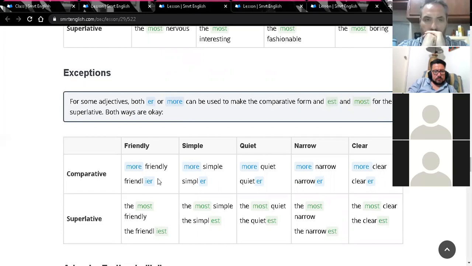When we use more or most, we don't change the adjective. Keep that in mind, okay? If we are using the ER ending, we will have to modify the adjective. But if we're not, then we will have to add more before it.